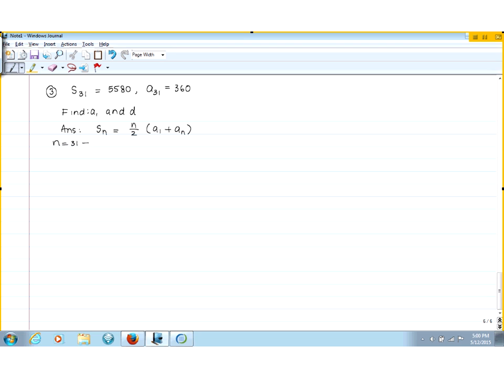So I know n, I know an, and I know Sn. So when n is equal to 31, then we have S of 31 is equal to 31 over 2 times (A1 plus A of 31). Then we could substitute. S of 31 is 5580, which is equal to 31 over 2 times (A1 plus 360).